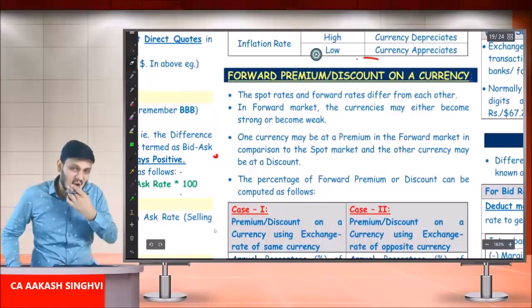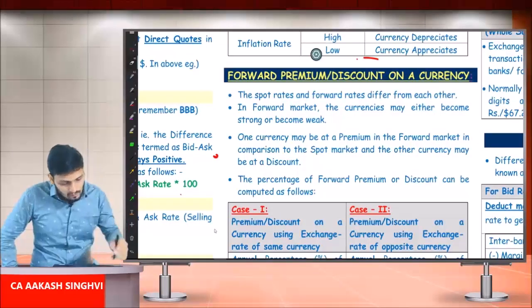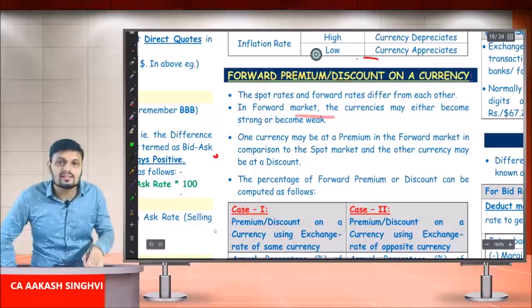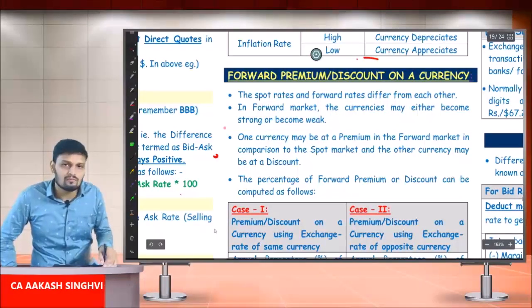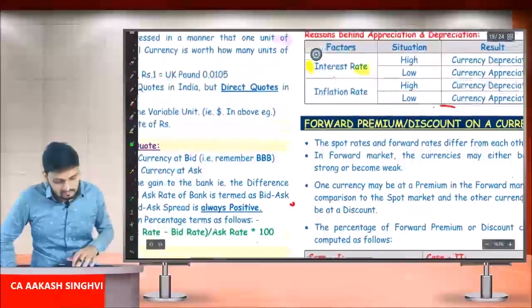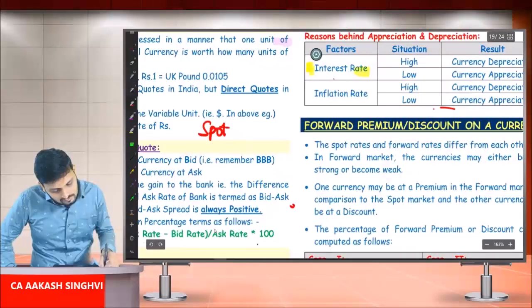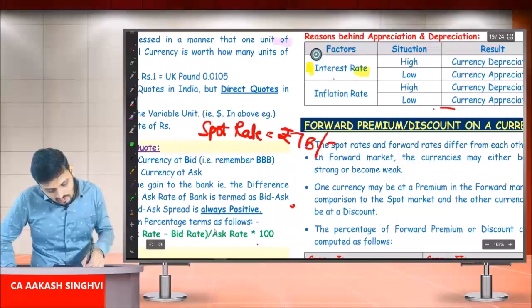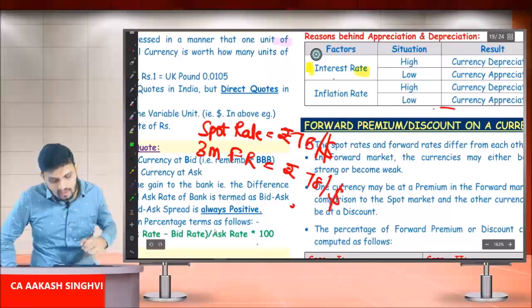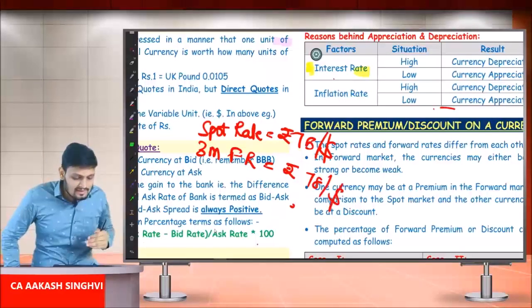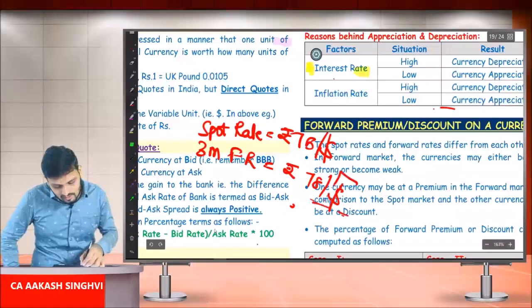Okay, now let me make you understand forward premium or discount on a currency. If spot rates and forward rates differ from each other, in the forward market the currency may either become strong or become weak. Sir, what are you trying to tell? Today the spot rate is rupees 75 per dollar. The 3-month forward rate is rupees 78 per dollar. Can I tell in this case the dollar is becoming stronger?